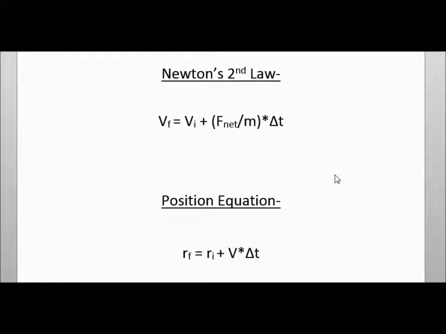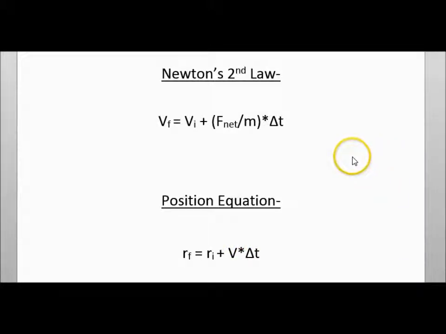The most common form of Newton's second law is shown in this equation. It states that final velocity equals initial velocity plus the net force divided by the mass of the object times change in time. Another formula we will be using is the position equation, which states that final position equals initial position plus velocity times change in time.